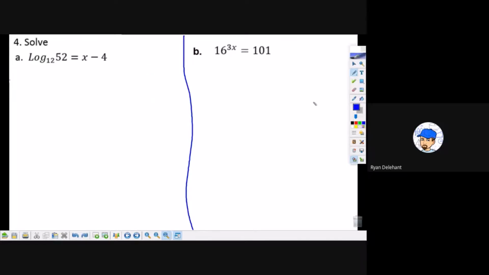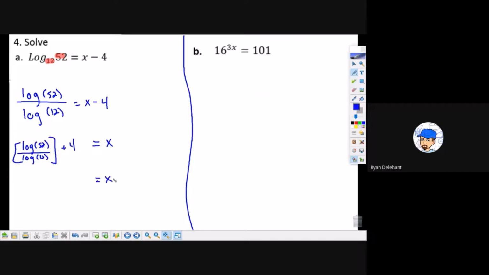But I want you to think about this. If you're ever given a log with two numbers in it, you can find that value very easily, because you can use change of base here. And now I can find that number, meaning that to solve for x, I just need to take that number that I find when I plug this into Desmos, and to get rid of that 4, add it to the other side.